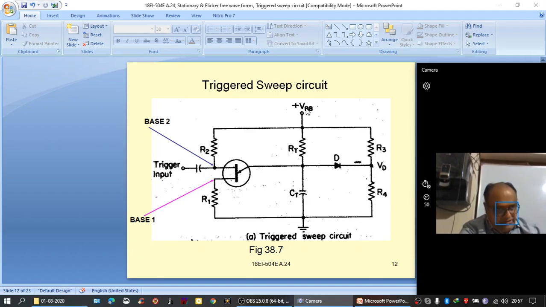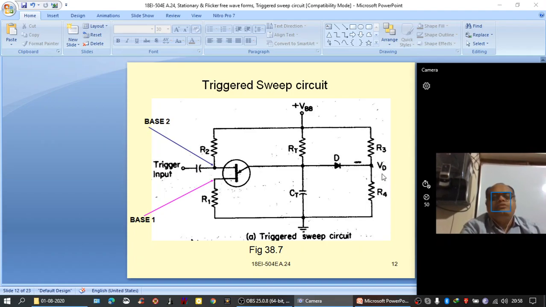Now, if you see the circuit here, it is a UJT relaxation oscillator, that is a normal sweep generator circuit with additional circuitry connected to it. What are all the additional parts? One is the coupling capacitor here. The trigger input is connected to base 2 of this UJT through this capacitor, and another one is a diode D here, and another potential divider network R3 and R4.